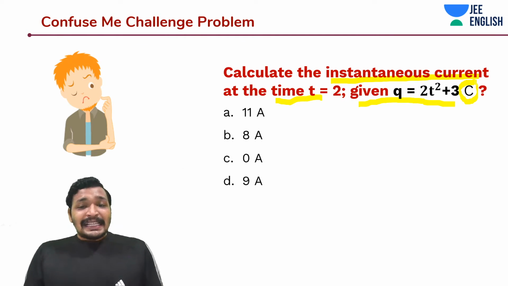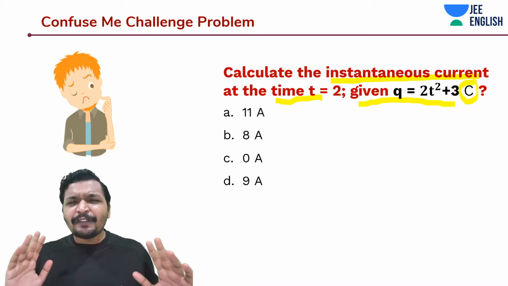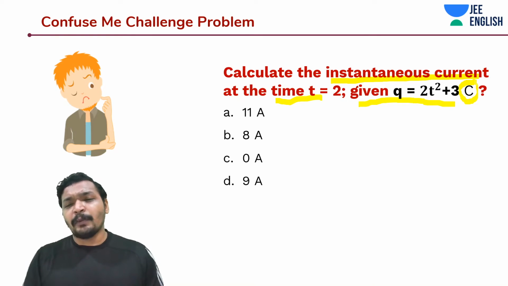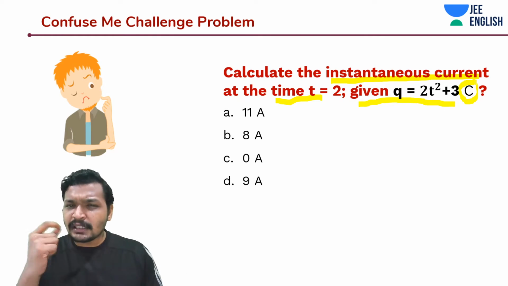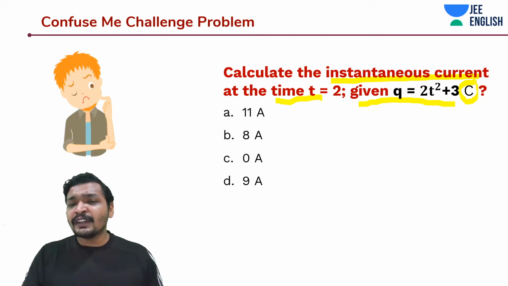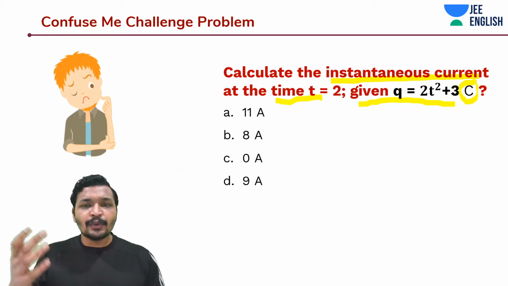So they're talking about instantaneous current, current at that moment. So what would you do? Simply differentiate it. You don't even have to put your pen on the paper for such easy problems. If you see a problem like this, which is just about differentiation and has a constant attached to it, and you have to differentiate and substitute the value of time, don't put your pen on the paper, just do it in your mind.